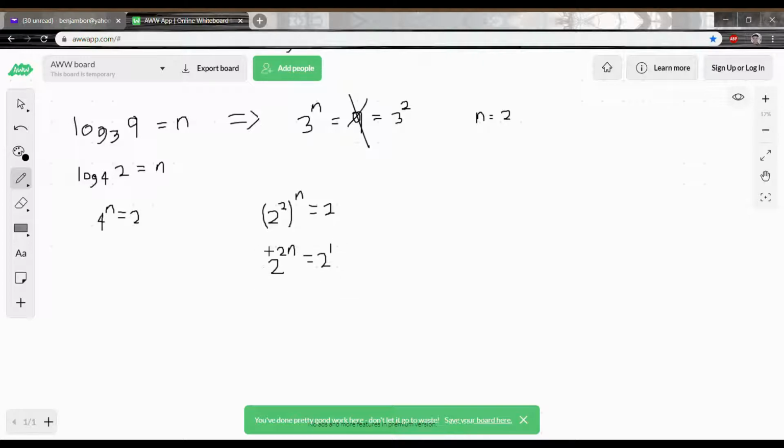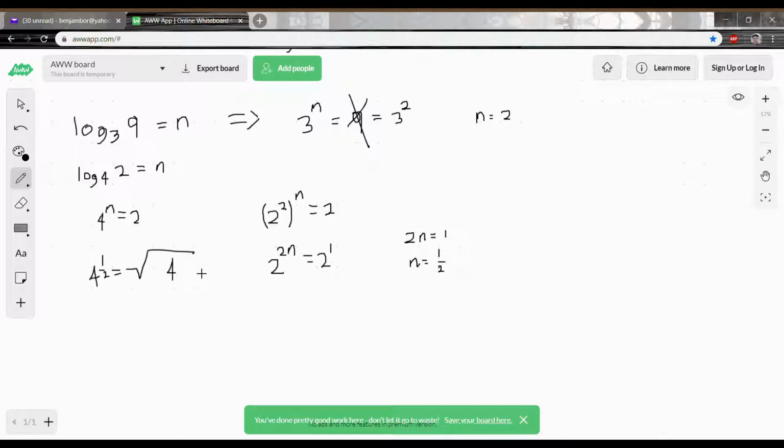And now we have an equation. We have similar bases, and we have an equation for the exponents. So we're going to set them equal to each other. We have that 2n is going to be equal to 1. That gives us that n is equal to 1/2, effectively saying that when we take 4 and raise it to the 1/2 power, that gives us 2, which makes sense because we know that 4 raised to the 1/2 power is the same as saying the square root of 4, which is 2.